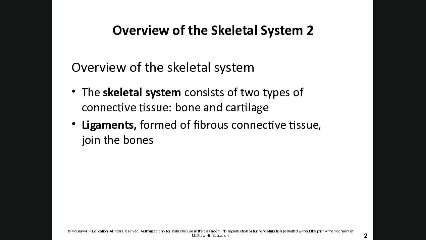Now, ligaments are these fibrous connective tissues that actually join the bones. So remember, ligaments and tendons were very similar to one another in that they were dense connective tissues. Ligaments attach bone to bone, and tendons attach muscle to bone. In chapter 13, we'll talk about specifically some tendons.